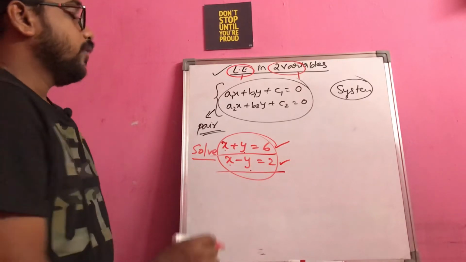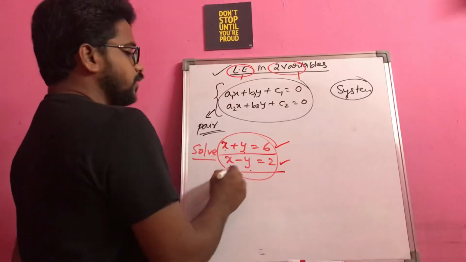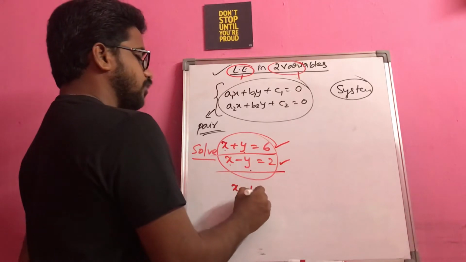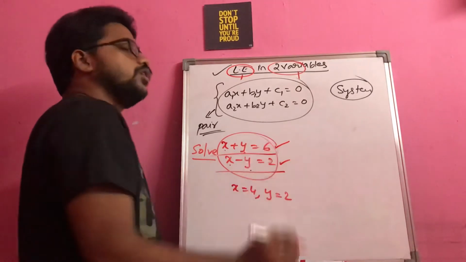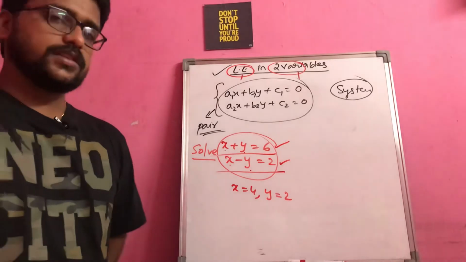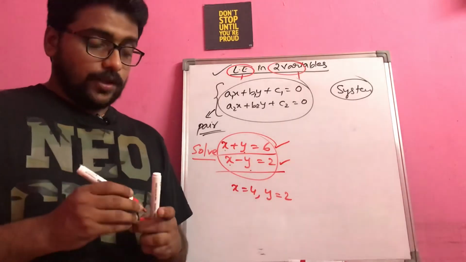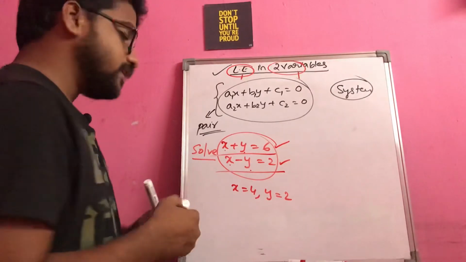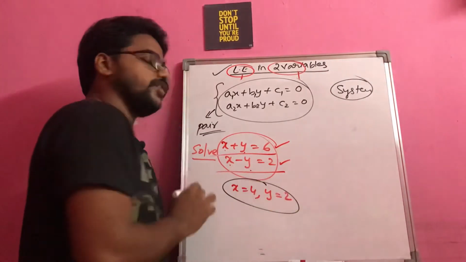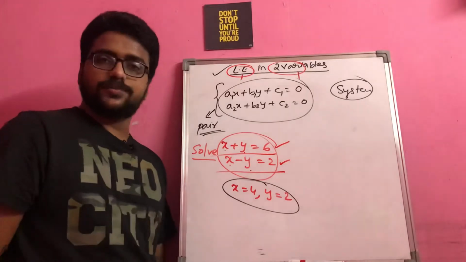So if I solve these two equations, I can take x equal to 4 and y equal to 2, which will satisfy both the equations. So 4 plus 2 is 6, 4 minus 2 is equal to 2. Now the question is: is it the only solution possible for us, or is there another solution?